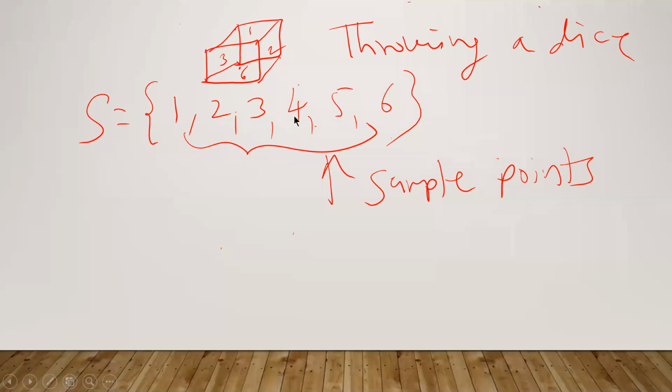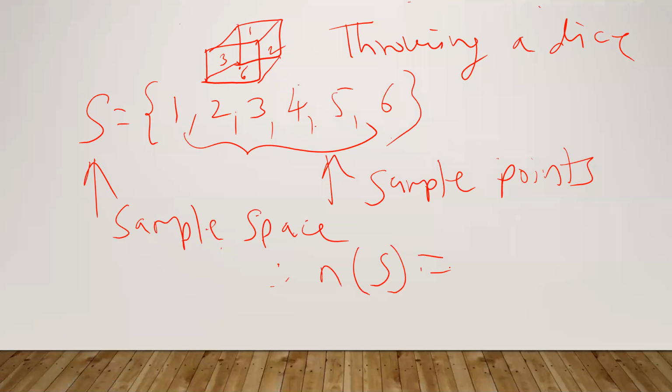The collection or the set, meaning if you write all the sample points separated by comma and in the curly bracket, then that gives you a set. So this set is called a sample space. And how many points are there in the sample space? 1, 2, 3, 4, 5, 6. So we say that number of points in the sample space S is 6.